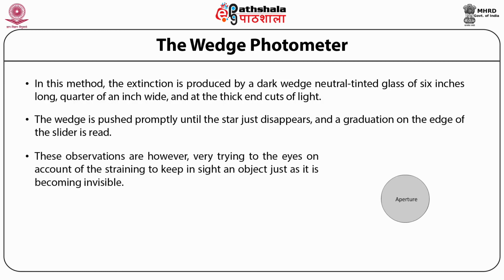These observations are, however, very trying to the eyes on account of the straining to keep a star in sight of an object just as it is becoming invisible. The constant of the wedge must be carefully determined in the laboratory. That is, what length of the wedge corresponds to a diminution of the light of a star by just one magnitude. It is convenient to have the slider graduated into inches or millimeters on the one edge and magnitudes of the star.